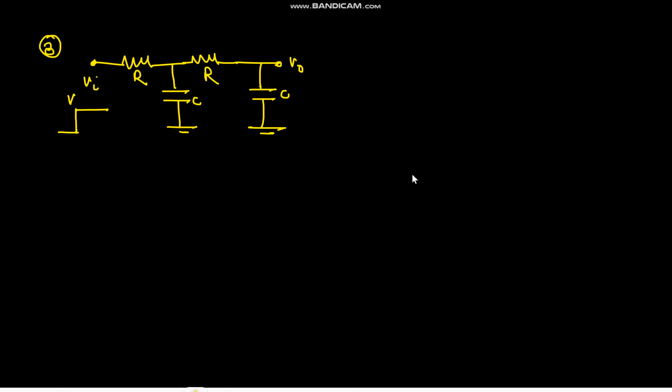Hello everyone. So this is a continuation of the previous video. In this one again you have to find the V naught expression. At V naught at 0 plus you have 0 voltage, and V naught at infinity you have V voltage. So what is the order of the system?